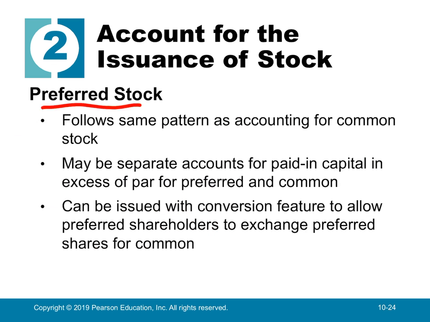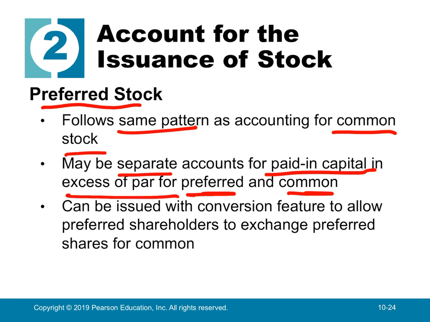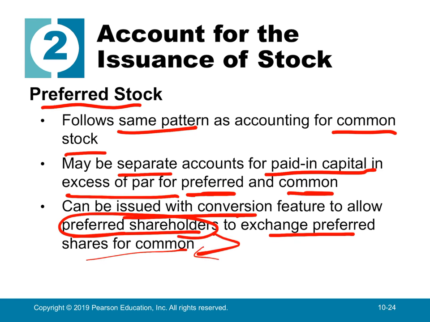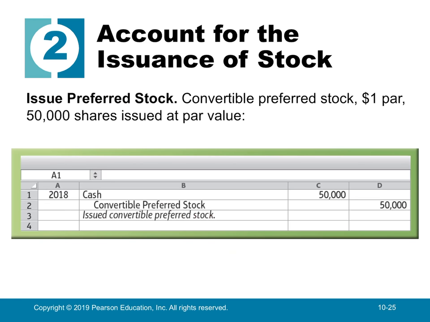What about issuing preferred stock? Same pattern as common stock, okay? You probably are gonna see separate paid in capital accounts in excess of par. So you'll see one for preferred and one for common. Some preferred stock will also be issued with a conversion feature. It allows the preferred shareholders to exchange preferred shares for common. In fact, when a company isn't public yet, pre-IPO, and then it goes and has an initial public offering or IPO, oftentimes the preferred shareholders must convert to common stock. So most public companies really only have common stock outstanding.